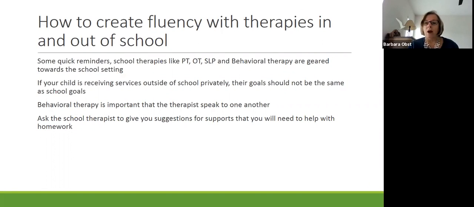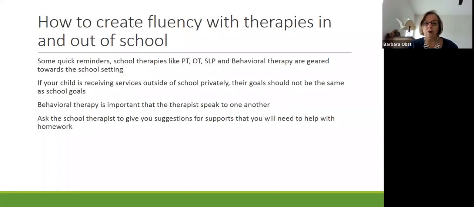I have had physical therapists who are not going to work on strengthening the legs or whatever. If your child can get into the school building, that is all they care about. So again, it's really, really important. It's really, really important with behavioral therapists.